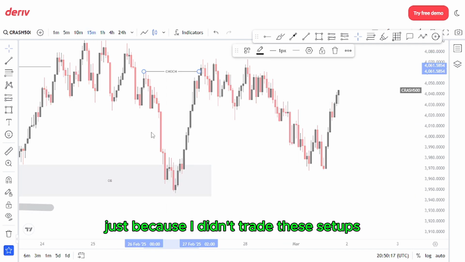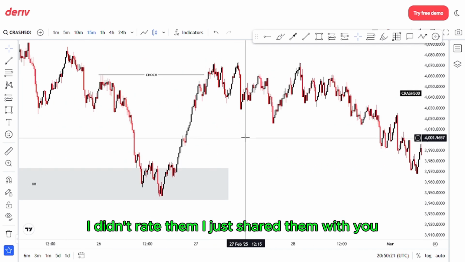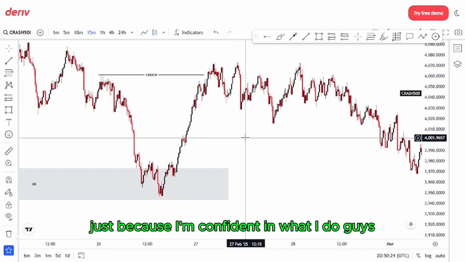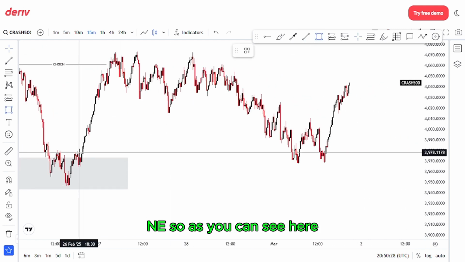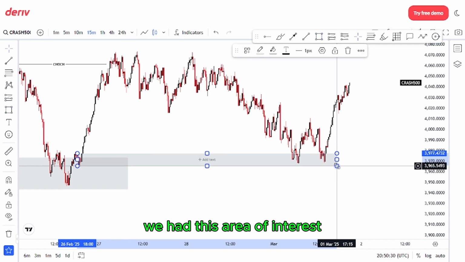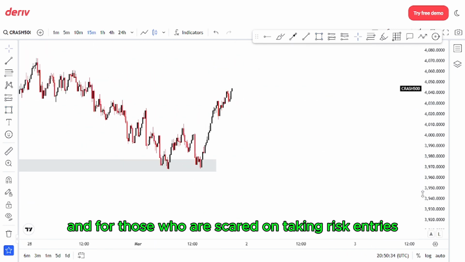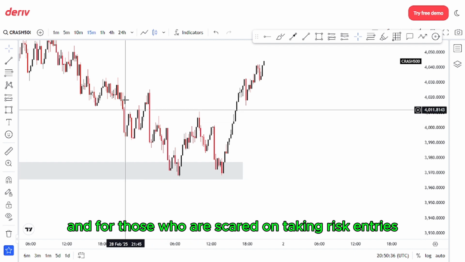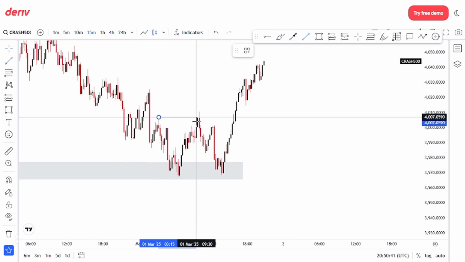So this is the chart here on the 1 hour time frame, or maybe the 15 minute had something. I didn't trade these setups, I'm just being honest with you guys, I didn't trade them, I just shared them with you because I'm confident in what I do, guys. So as you can see here, we had this area of interest, then the market pushed to the upside very nicely. And for those who are scared of taking risk entries, you can obviously see that we had another opportunity within here, just like that.